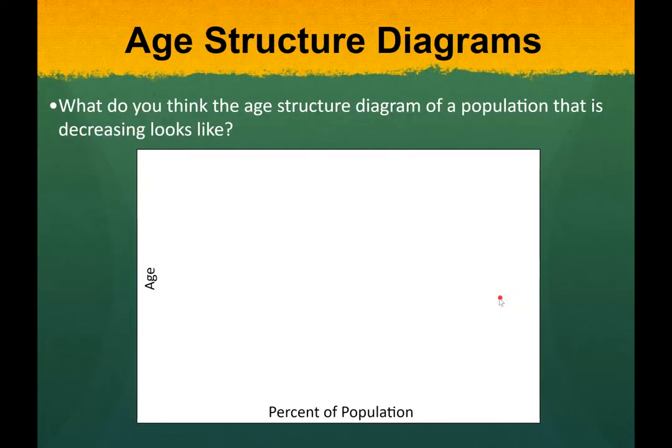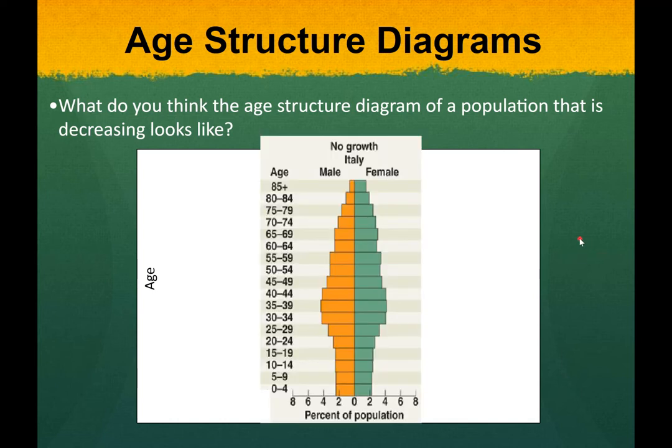So if we were to take a look at an age structure diagram of a population that is decreasing, which one would it look like? Afghanistan, United States, or Italy? It would be Italy. Italy has a decreasing or no growth population.